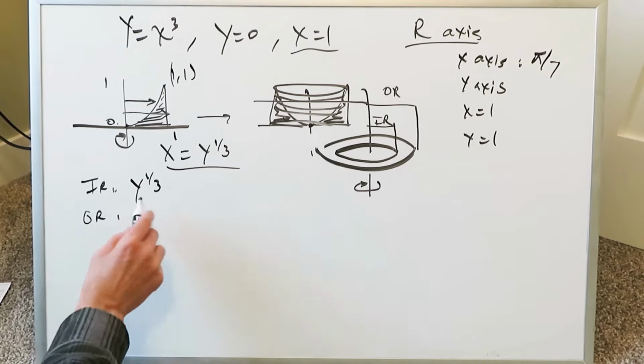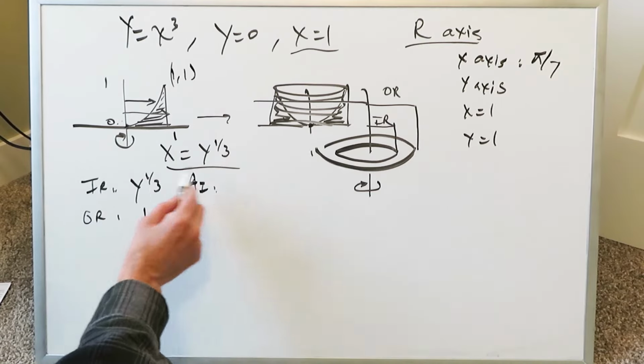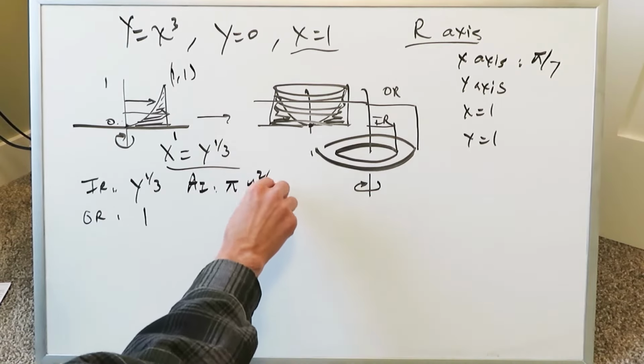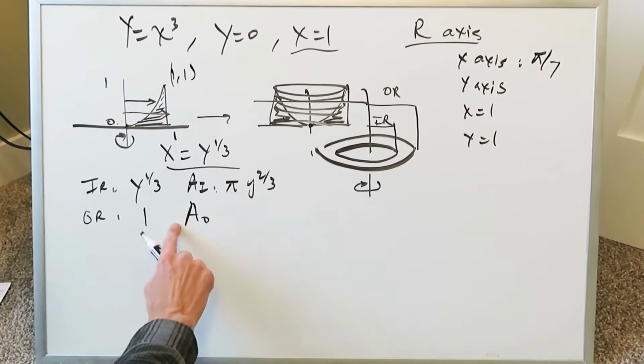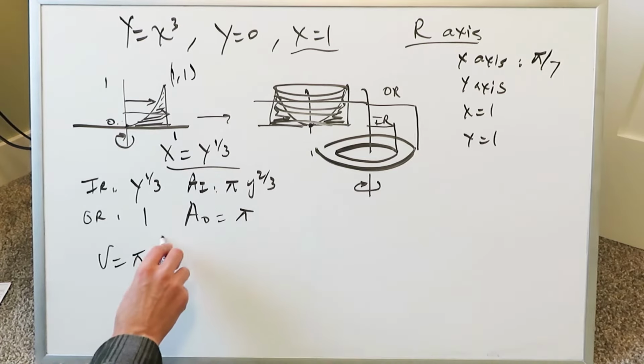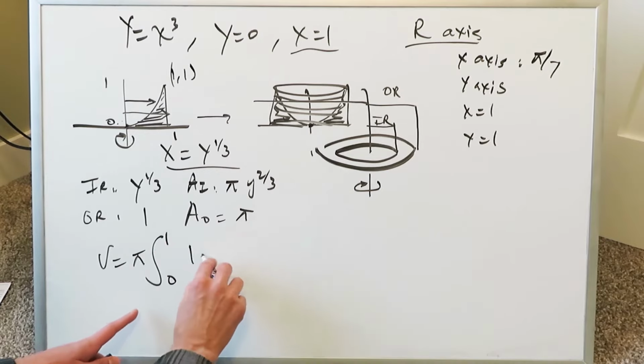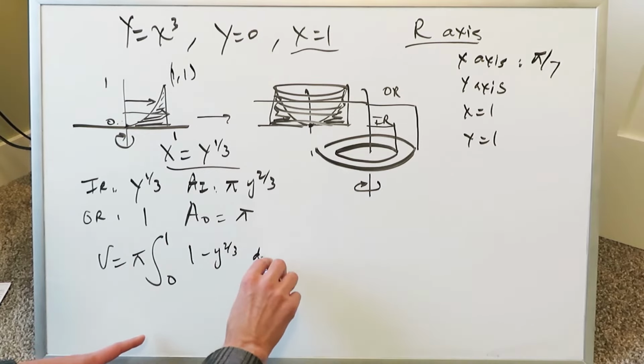Outer radius is just up to 0 to 1, which is just 1, and then inner area is this square, which is pi y to the 2 over 3. Outer area over here is of course pi. Volume is always here with regards to outer area minus inner area, and we can isolate the pi's and bring them out. Again, from 0 to 1, we have 1 minus y to the 2 over 3 dy.